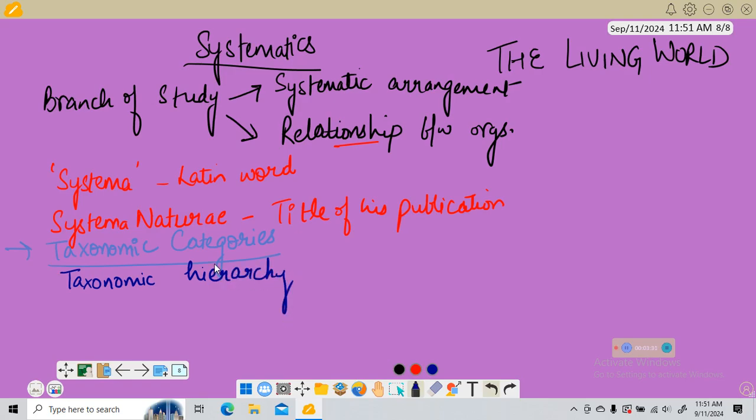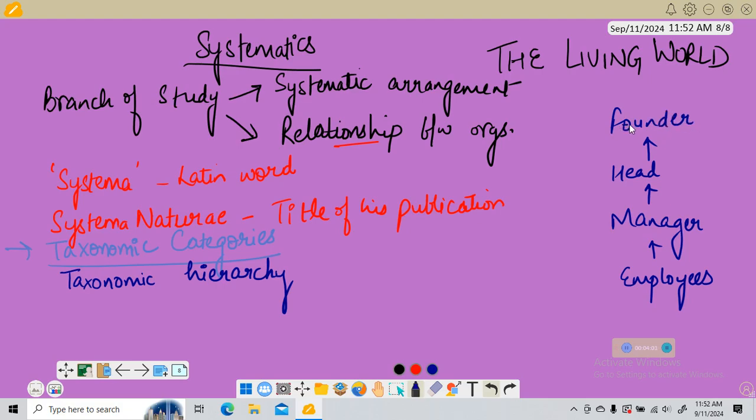Now what is hierarchy? It is basically the orderly arrangement, or you can say ranking, in increasing or decreasing order. Let's say there is a company and there are a number of employees, let's say 50 to 100 employees. They all report to a manager. Okay, so the manager reports to the head, and the head is responsible for giving explanation to the founder. So the founder is the highest level. So this is basically a system of hierarchy.